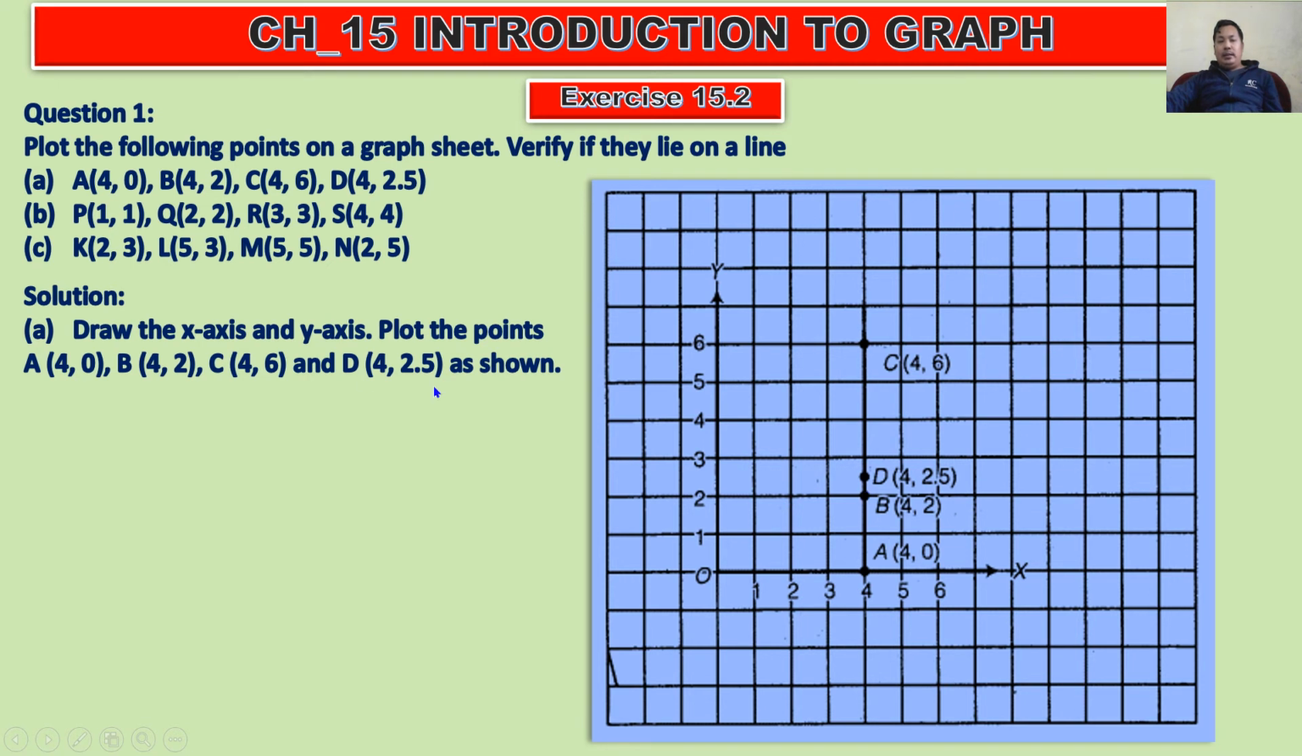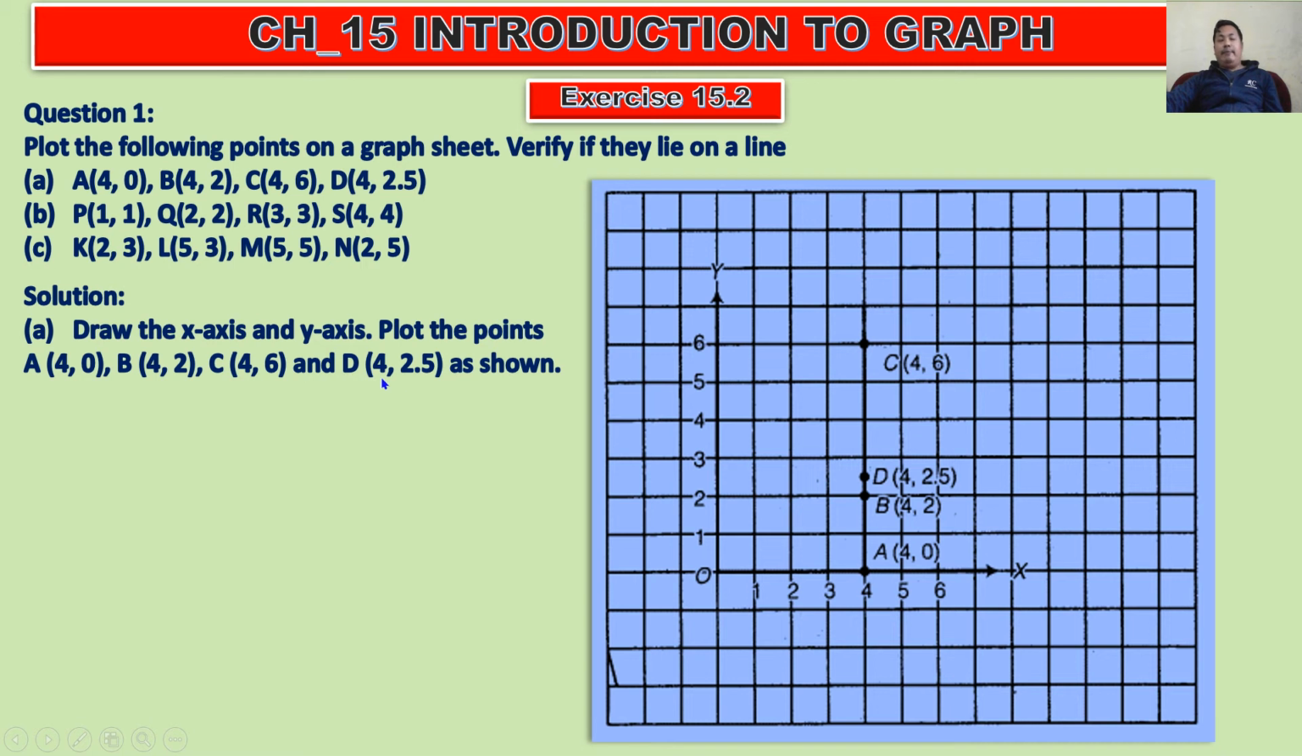Okay. Then next C. So for C, the value of x is 4 and the value of y is 6 here. So for that, from this 4, you just come straight up to the line where it meets y at 6 here. So take a point here, and that is point C, and this C shows the coordinates of x and y as 4 and 6. And the last one is D, coordinate D.